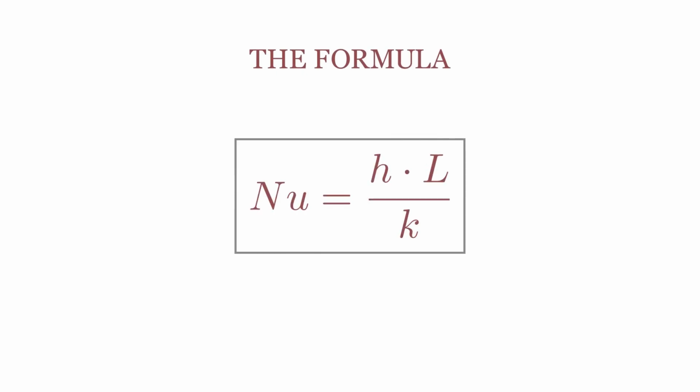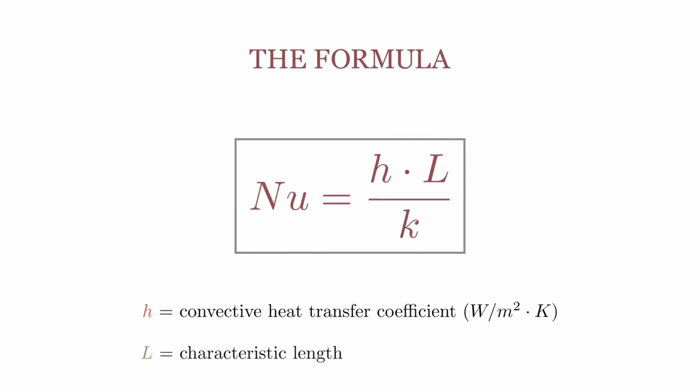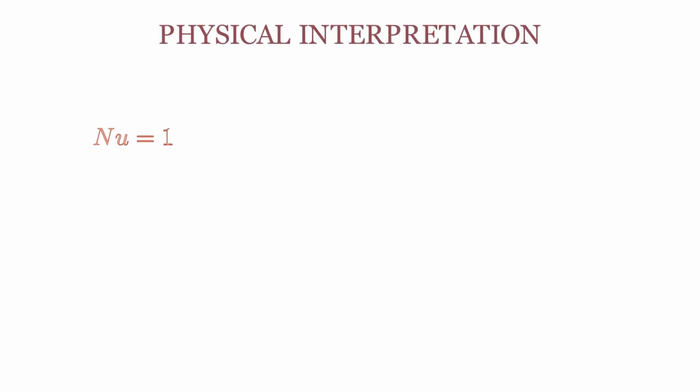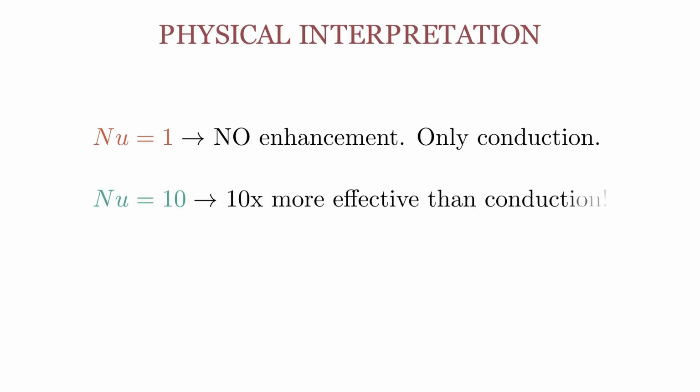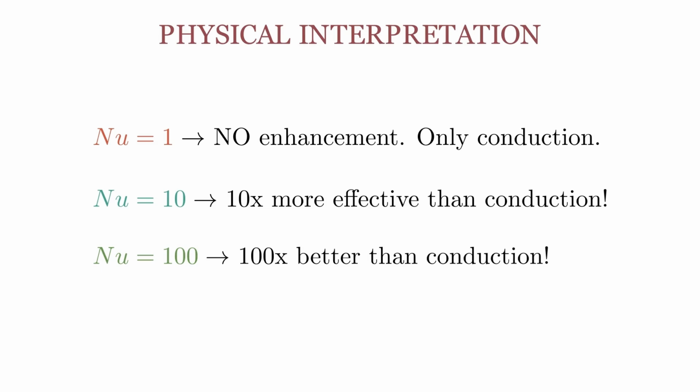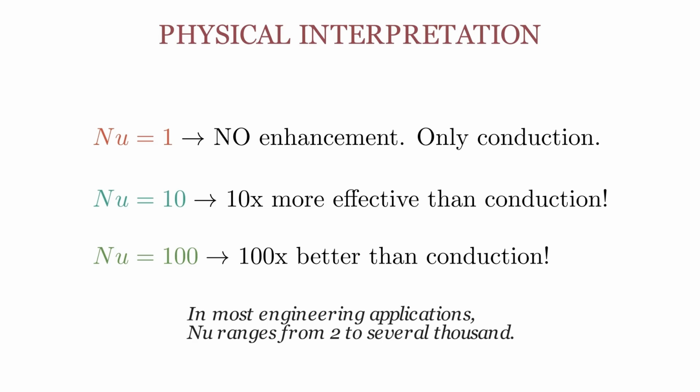The formula, Nu equals H times L divided by K, where H is the convective heat transfer coefficient, W per meter squared K, L is the characteristic length, K is the thermal conductivity of the fluid. Physical interpretation, Nu equals 1, convection provides no enhancement, only conduction is happening. Nu equals 10, convection is transferring heat 10 times more effectively than pure conduction. Nu equals 100, convection is 100 times better than conduction. In most industrial applications, Nu ranges from 2 to several thousand.